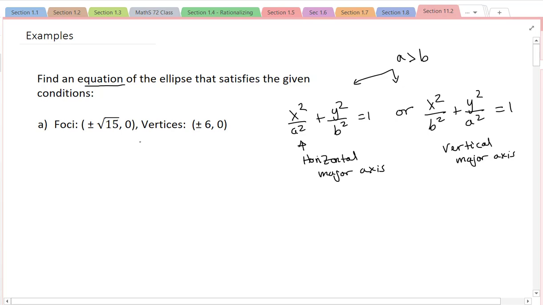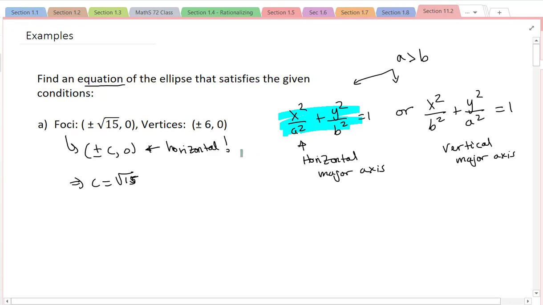All right, so let's see what we have. So we're given the foci. So then I know based on this, remember the foci is plus or minus c, 0. So that means that c is equal to the square root of 15. And notice that because we're given the coordinates as plus or minus c, 0, that means that the foci are horizontal, which means the major axis will be horizontal. So now I have c, which is the square root of 15.